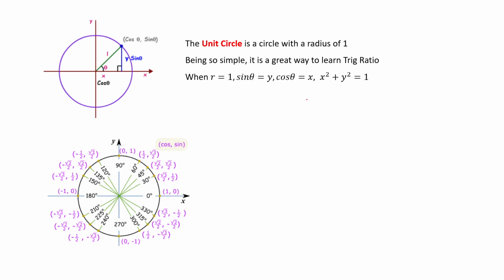Another very useful technique that you can use is the unit circle. A unit circle is a circle with radius of 1. So when r is equal to 1, it becomes very easy. So it's the greatest way to learn trig ratio. So when r equals 1, sine theta equals just y, right? Cosine theta equals x, and we have x squared plus y squared equal to 1.